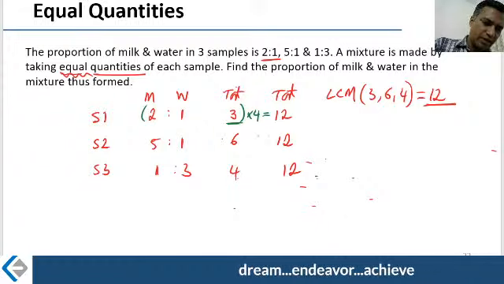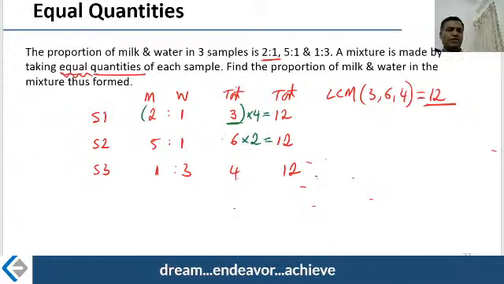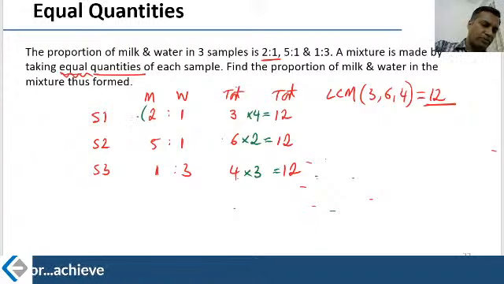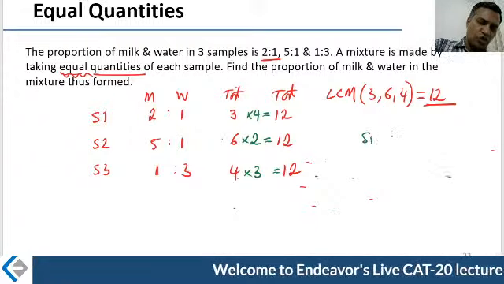What should I be doing here? 6 should be made 12. What should I be multiplying it by? Into 2. 4 should be made 12. What should I be multiplying it by? 3. So which implies what? Now this is the proportion. In the proportion, these 3 solutions, solution 1, solution 2, solution 3.